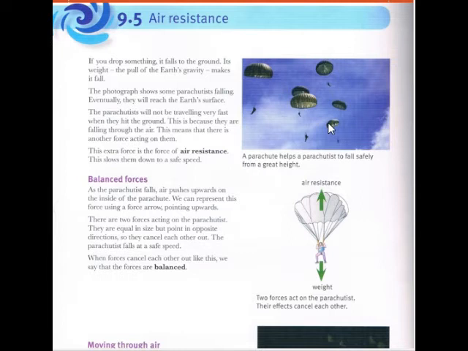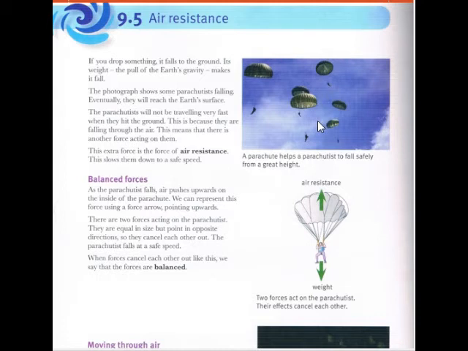Why, students? Because they are falling through the air. It means that there is another force acting on the parachute. What is that, students? The extra force is the force of air resistance. The force of the air resistance slows them down to a safe speed. They do not hit the ground directly, but they fall down with a safe speed.